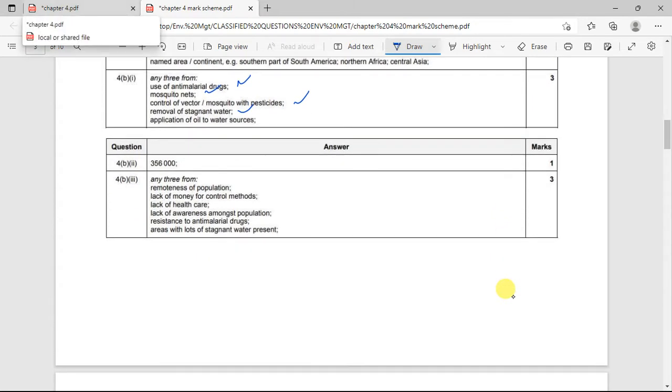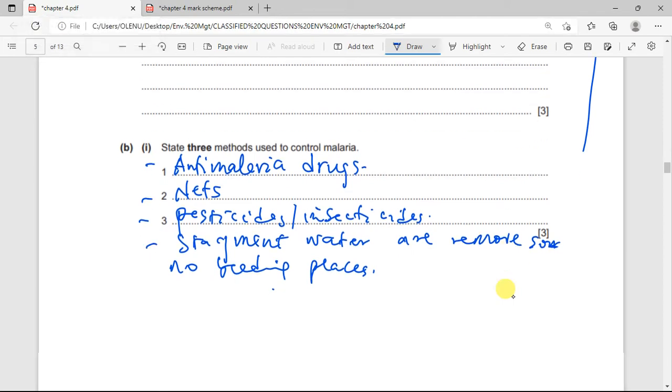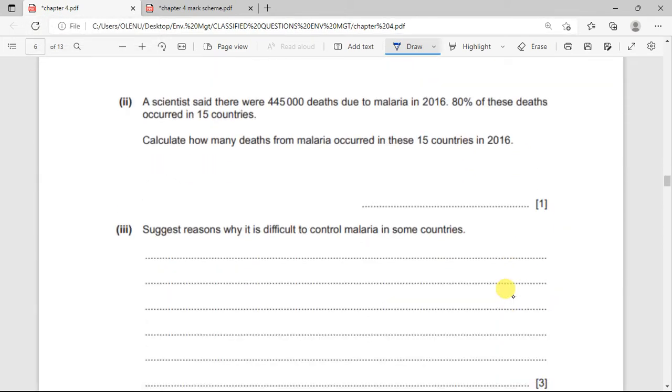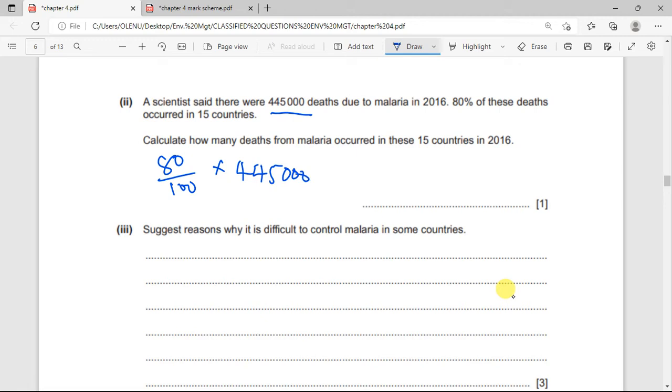So next, they said a scientist said there were 445,000 deaths due to malaria in 2016. 80% of these deaths occur in 15 countries. Calculate how many deaths from malaria occurred in these 15 countries in 2016. So it will simply be 80 over 100 times this total, which is 445,000. If you do that, give your answer.